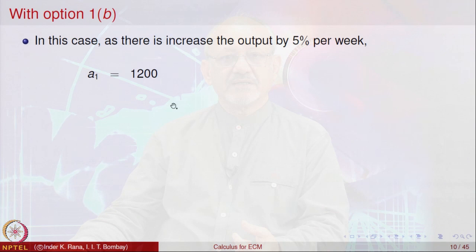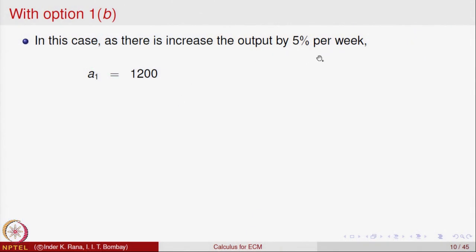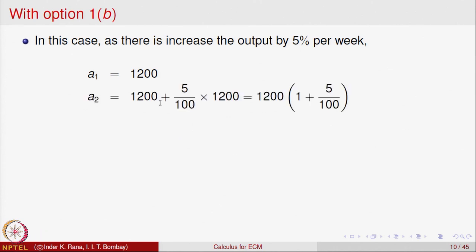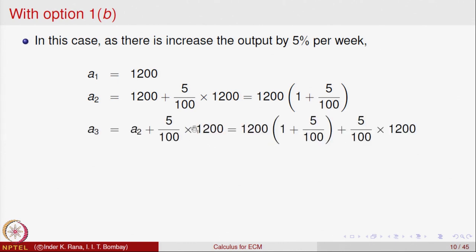We can try to solve the problem similarly for option B. In option B, A1, the first week production, was 1200 and there is an increase of 5% per week. That means whatever amount is produced in a week, next week it is increased by 5%. So, what will be A2? A2 will be 1200 plus 5% of 1200. So, this will be the amount that will be produced next week. And what will be A3? It will be A2 plus 5% of 1200. So, that will be this.